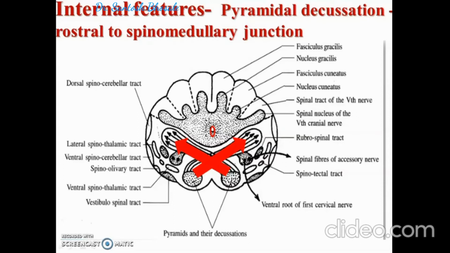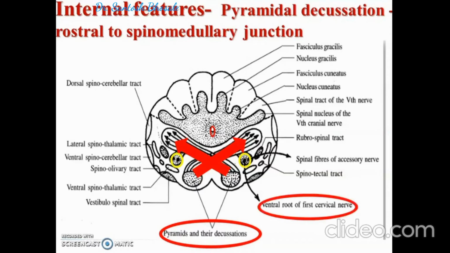They decussate at the lower part of the medulla, and the fibers which decussate separate the ventral grey horn from the posterior grey column and central grey column. So, this separated part of the ventral grey column is called the supraspinal nucleus. It gives rise to the ventral root of the first cervical nerve, and some lateral fibers extend till the 5th cervical segment and form spinal fibers of the accessory nerve.